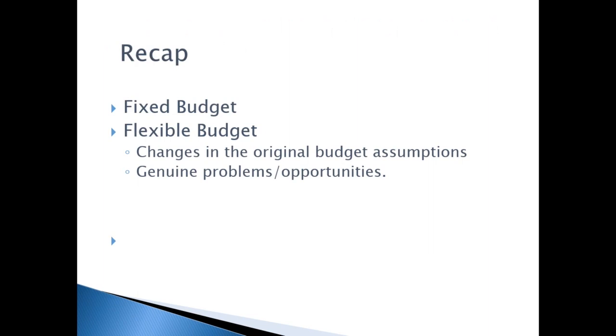Okay, just to recap, so you have fixed budgets where the actual results are compared with the original budget, only really suitable for stable businesses. And then you have flex budgets where you revise the budget figures to reflect changes in the original budget assumptions. And when you do that, your variances will then reflect genuine problems and opportunities.